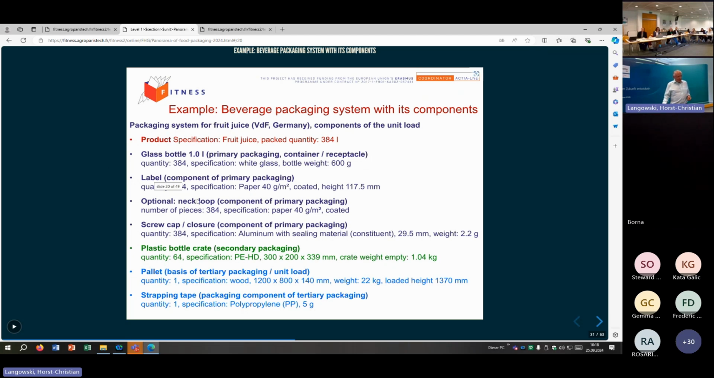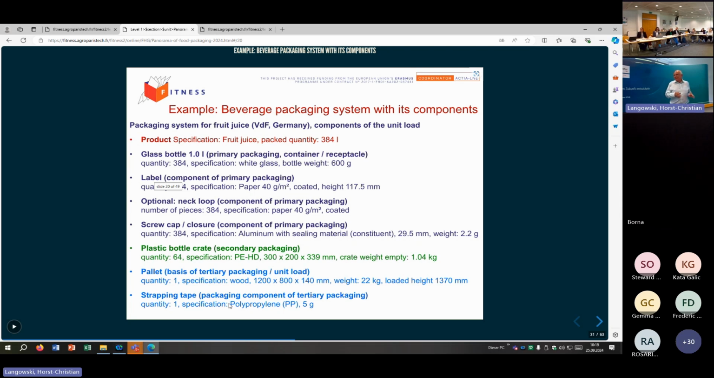We have the label. We may have a neck loop, we have a screw cap or another type of closure, in most cases a screw cap for fruit juice, which is from aluminum in this case. And we have a plastic bottle crate. Both things are returnable, the glass bottle and the plastic bottle crate, while, for instance, the screw cap is reworked, but it's not reused. We have the returnable pallet, and we have the non-returnable strapping tape.